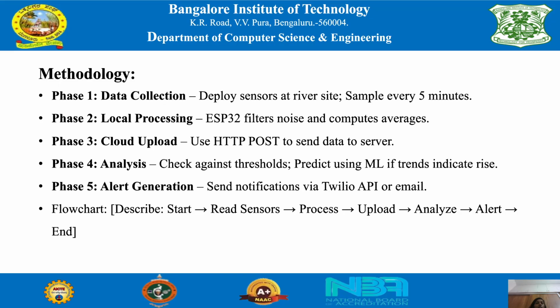Phase 3, cloud upload. Use HTTP POST to send data to servers. Phase 4, analysis. Check against thresholds, predict using ML if trends indicate a rise. Phase 5, alert generation. Send notification via Twilio API or email. The flowchart describes the start, read sensor, process, upload, analyze, and alert, and then end.